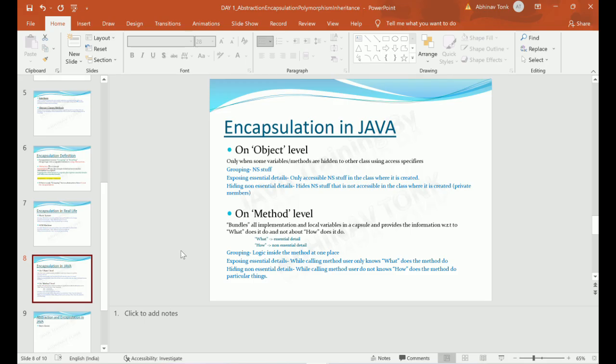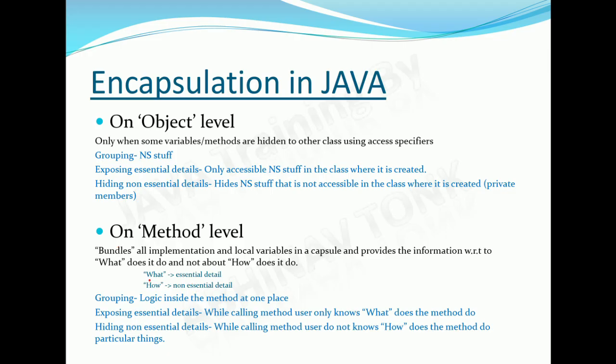So when you are calling any method, you don't know how it is implemented, right? You only know what that particular method is doing, and how it is doing it is none of your business. So what is the essential detail, and what is the non-essential detail here? A method is kind of a bundling. Everything is bundled at one place, so it qualifies for grouping as well as abstraction, both points of abstraction. So this is also an example of encapsulation.